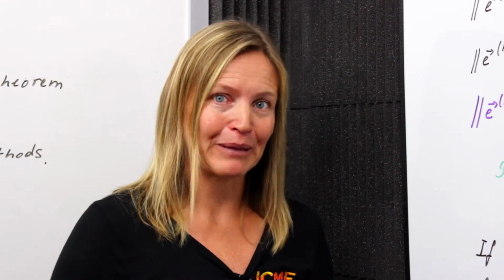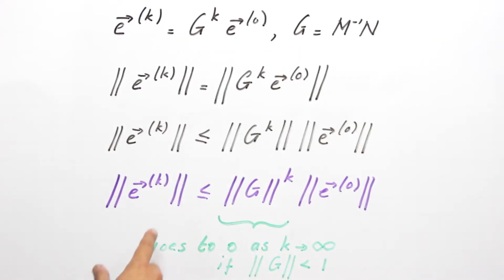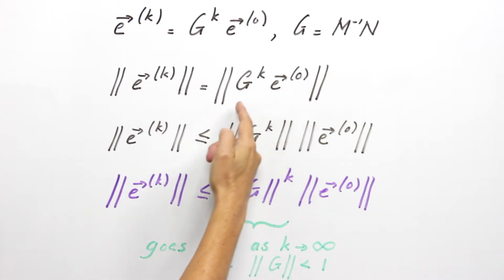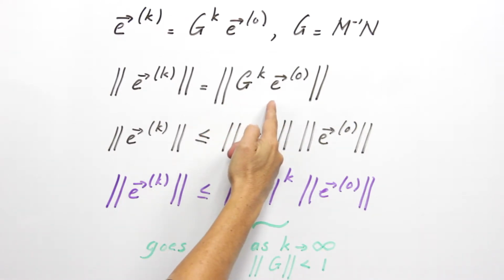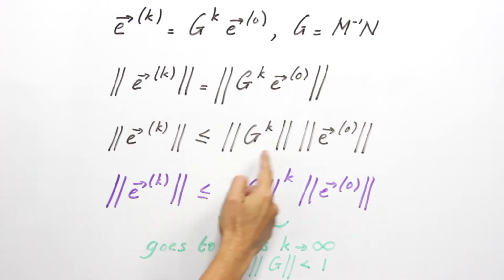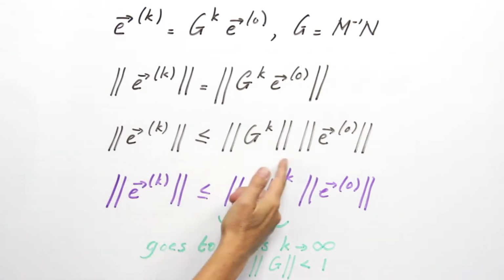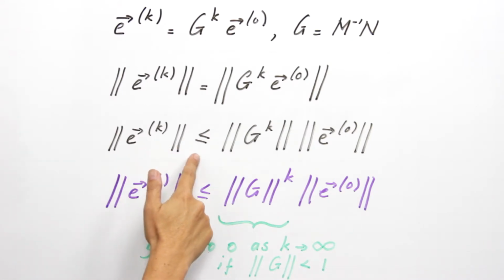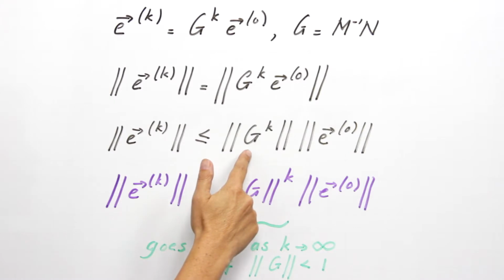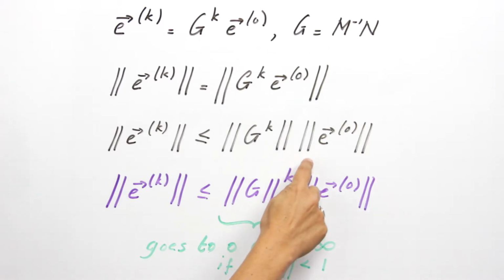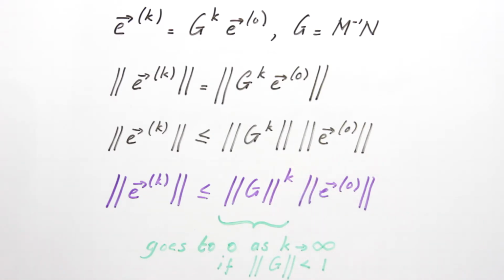It really doesn't matter. The first thing that all norms satisfy is that if I have the norm of a matrix times a vector, I can bound that from above by the norm of that matrix times the norm of the vector. So in this case, it gives us that the norm of the error at the kth iteration step is bounded from above by the norm of the amplification matrix to the power k times the norm of the initial guess. We don't know how big that is, but again, this will not matter.